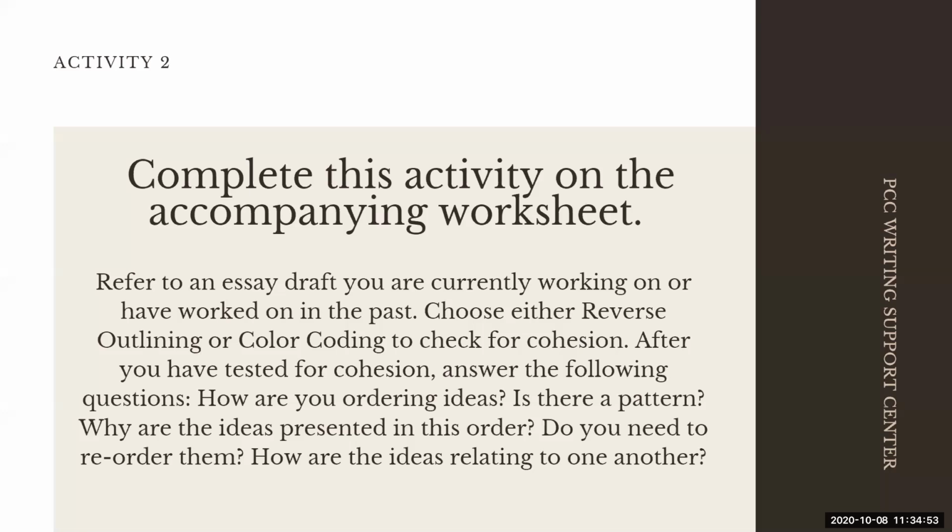So that takes us into our second activity. Refer to an essay draft you are currently working on or have worked on in the past. Choose either reverse outlining or color coding to check for cohesion. So again, we're looking at the global flow of the essay as a whole. After you have tested for cohesion, answer the following questions. How are you ordering ideas? Is there a pattern? Why are the ideas presented in this order? Do you need to reorder them? How are the ideas relating to one another?